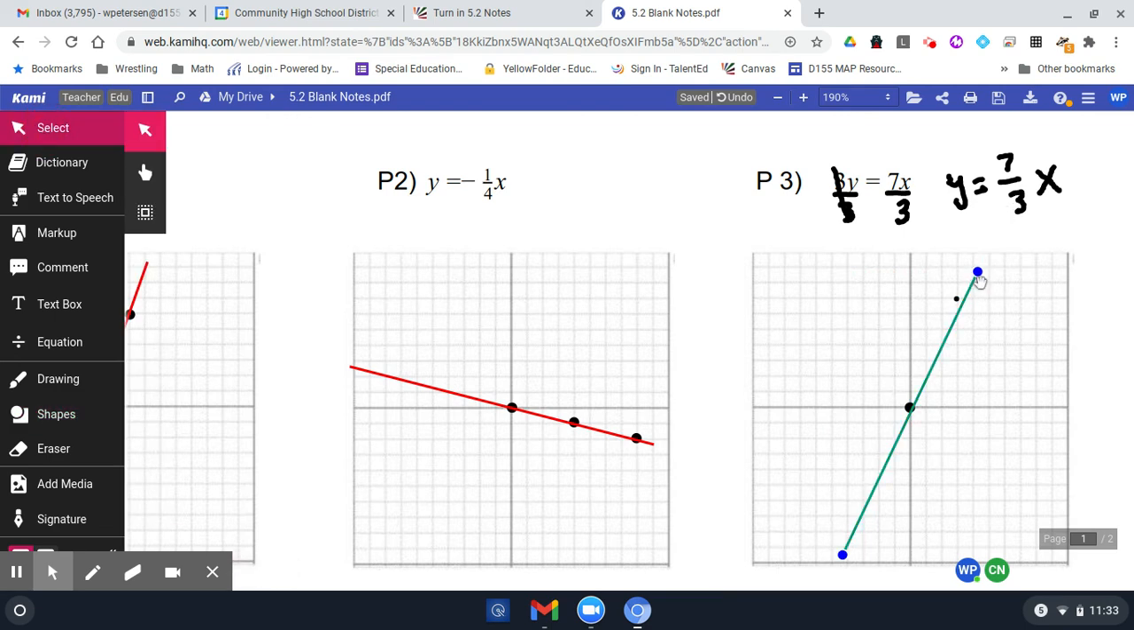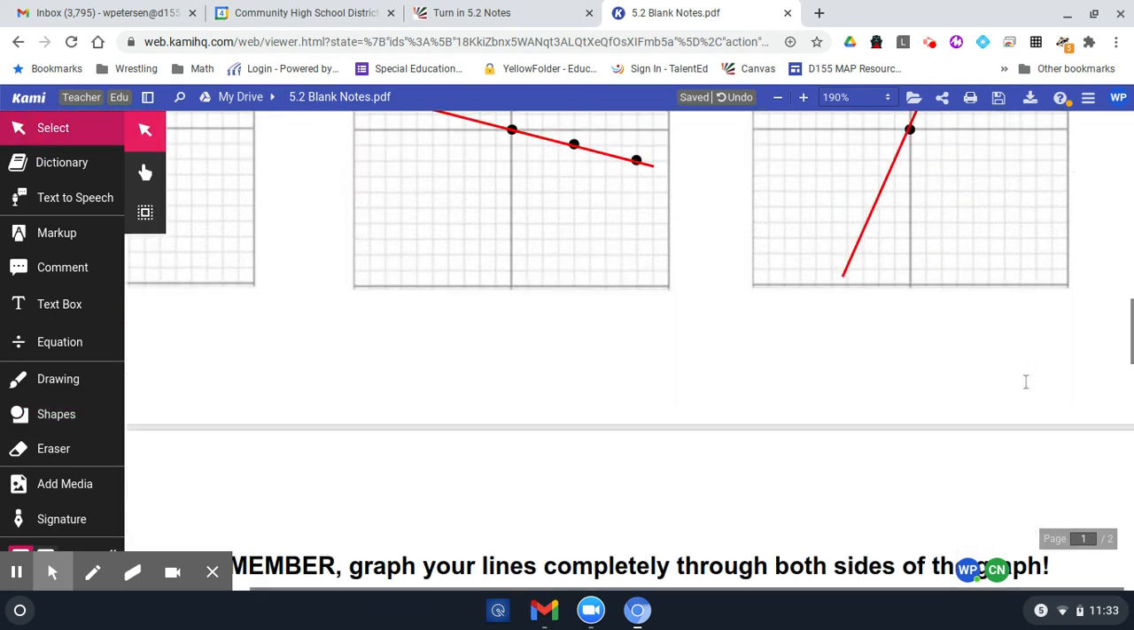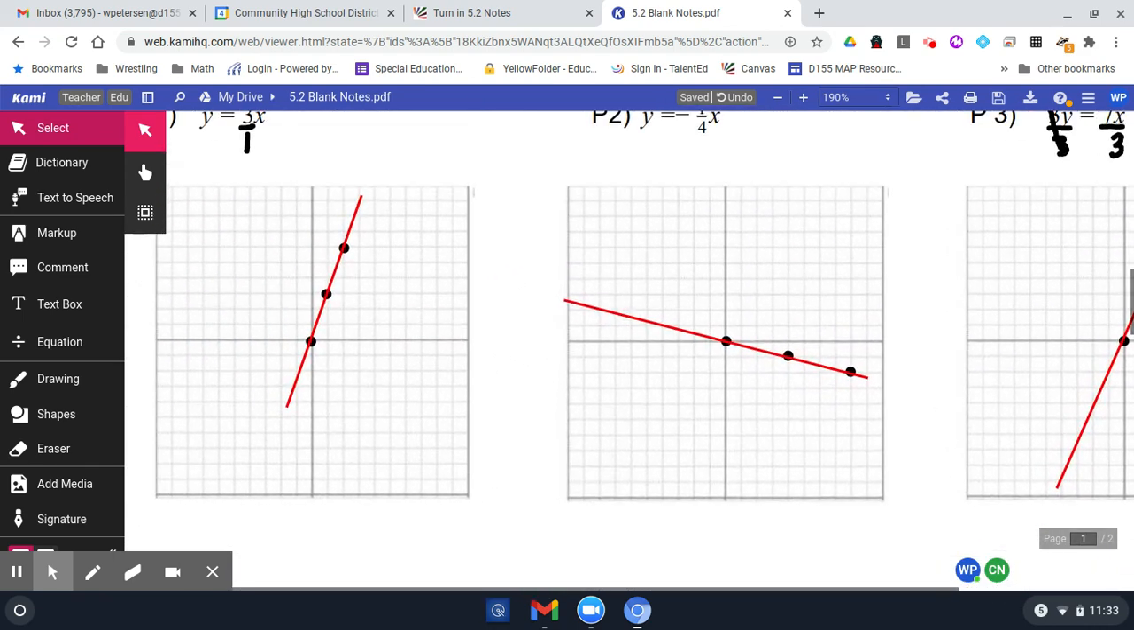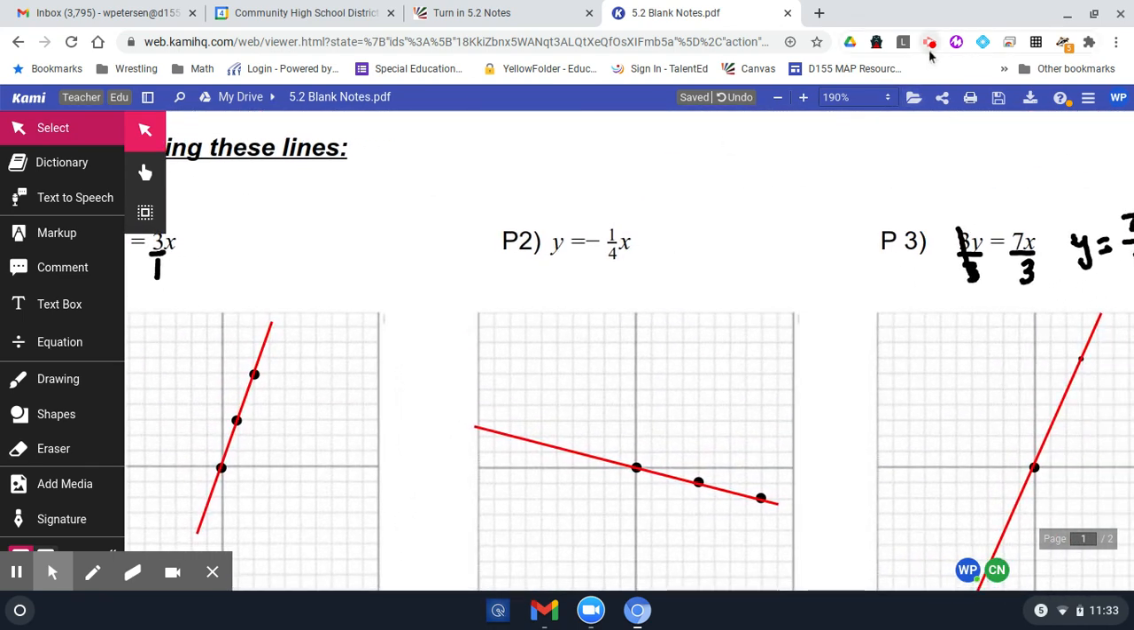All right. And then the bottom 4 you guys are supposed to do on your own. So try these guys on your own, and they're just like the examples we just did. Again, let us know if you have any questions.